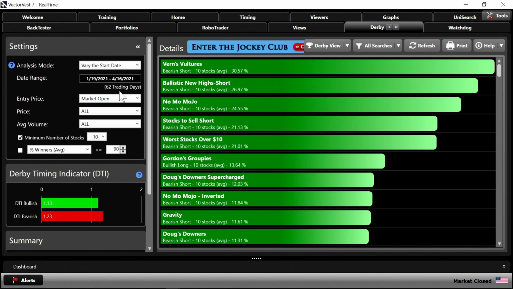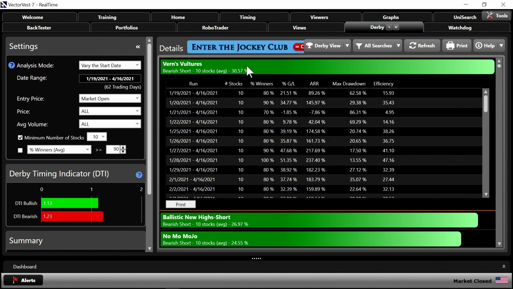But that's far more relevant in terms of scientific approach than one data point, right? So you're looking at least 62 data points for every single search. So that's 62 times 200, and then we're ranking them out by what strategy has the best average performance over those 62 tests. So each one of these tests is just like the daily derby, except the first test is going to run the entire gamut of the last 3 months.